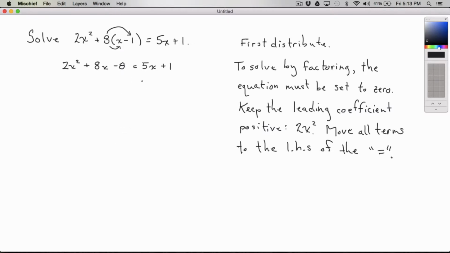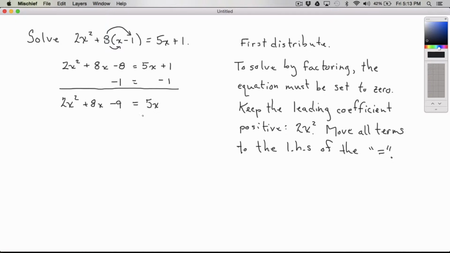In order to do that, first we'll move the 1. I'm going to subtract a 1 from the right-hand side, and we'll also subtract a 1 from the left-hand side. If I combine my like terms, I now have 2x squared plus 8x minus 9 is equal to 5x. The 1's turn to 0, and then we don't have to worry about the 0.